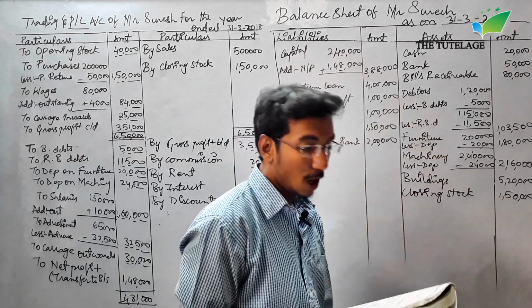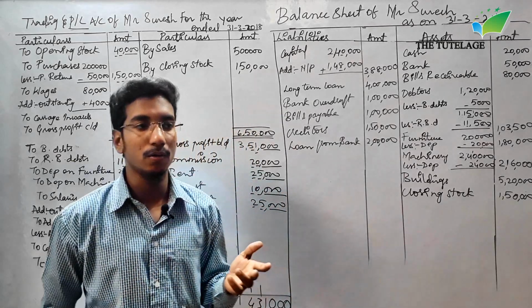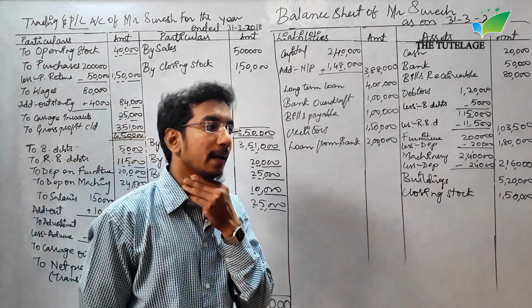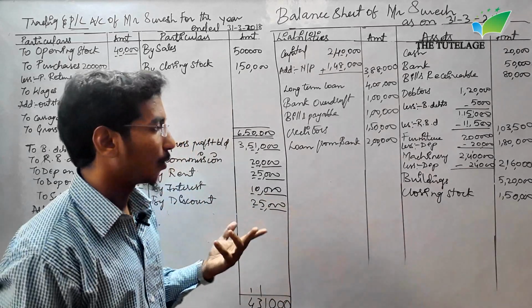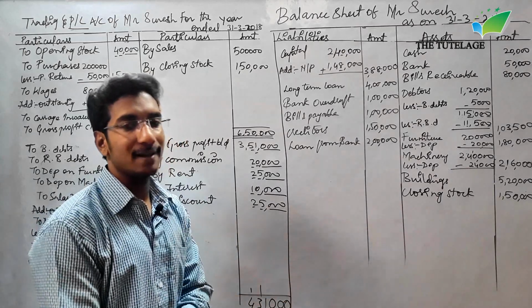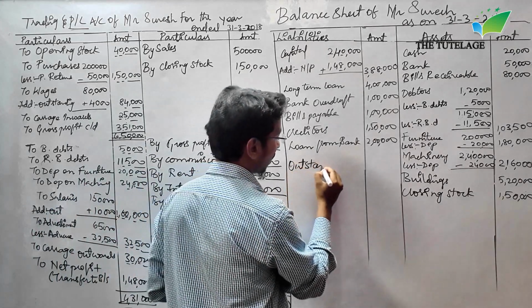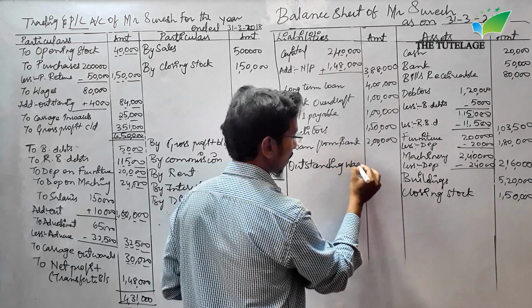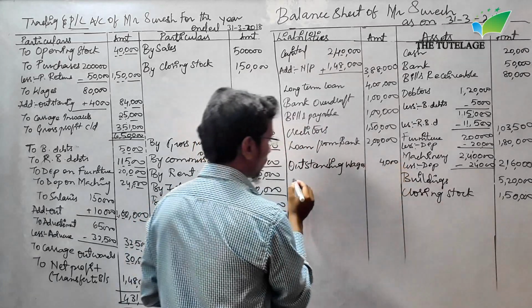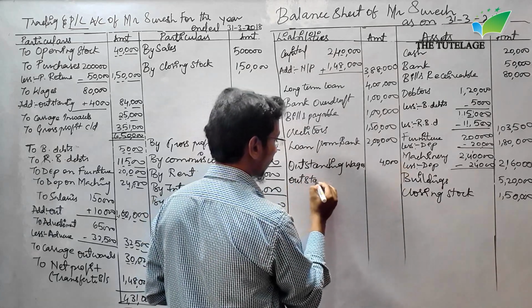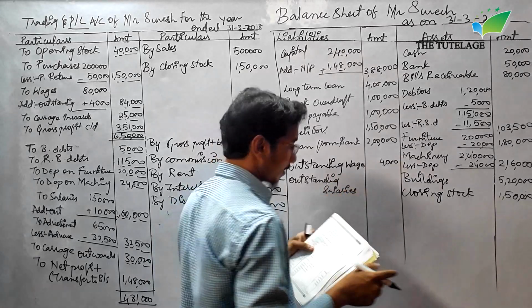Outstanding wages is 4,000. Outstanding means we are liable to pay the amount to our laborers, who are our employees. Outstanding means we have not paid our employees. Some of the amount related to their salary we are going to pay in future. For us, it's a liability. So outstanding wages, how much is the amount? 4,000. Next one, outstanding salaries. Outstanding salaries amount is 10,000.